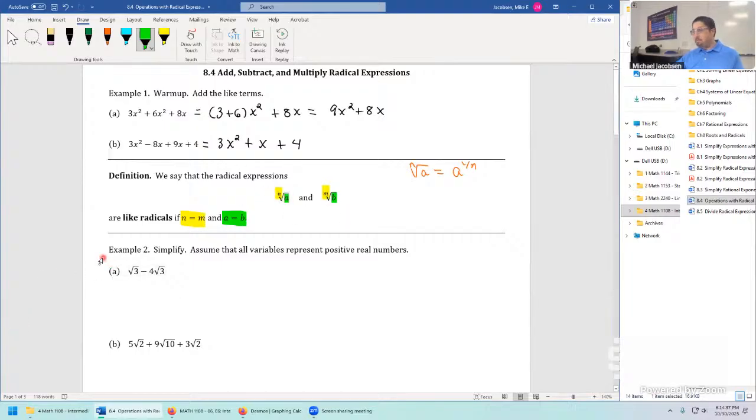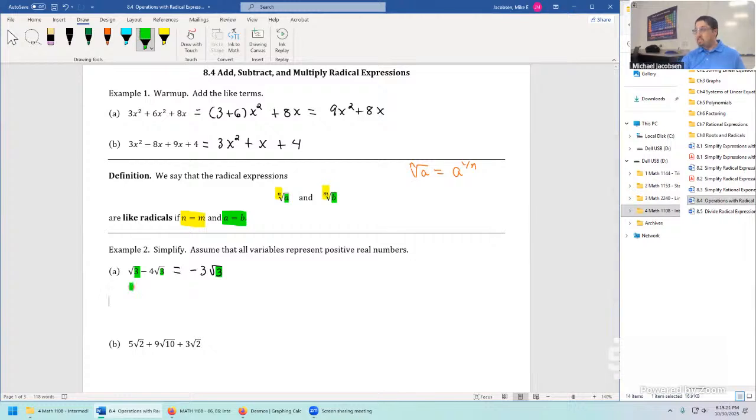Well, here's how they go. Example 2 says simplify. We're going to make the assumption that all variables represent positive real numbers when we encounter them. And really, it's just kind of the same thing as before. When we added, say, 3x squared and 6x squared, it's no different than dealing with square root 3 minus 4 square root 3. We have the same radicands, the 3's here. The indexes are the same. They're both implied to be an index of 2, taking a square root. So the whole punchline to this problem says this is really one copy of square root 3 minus 4 copies, and you get -3 square root 3 altogether. Then the whole problem ends right at that step.